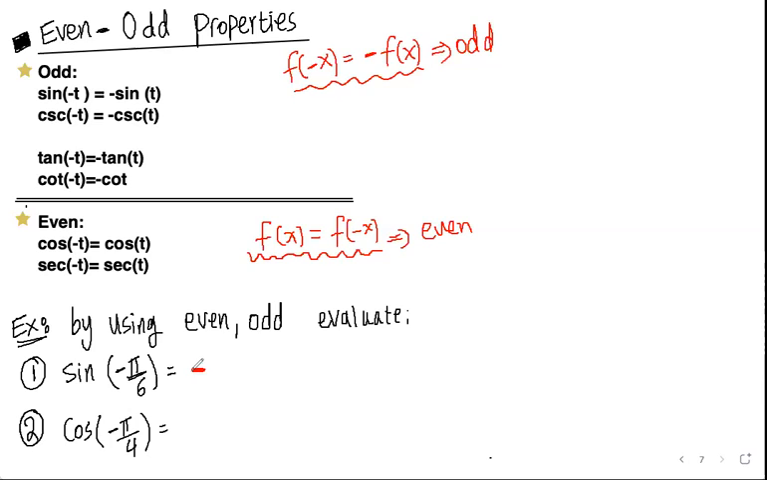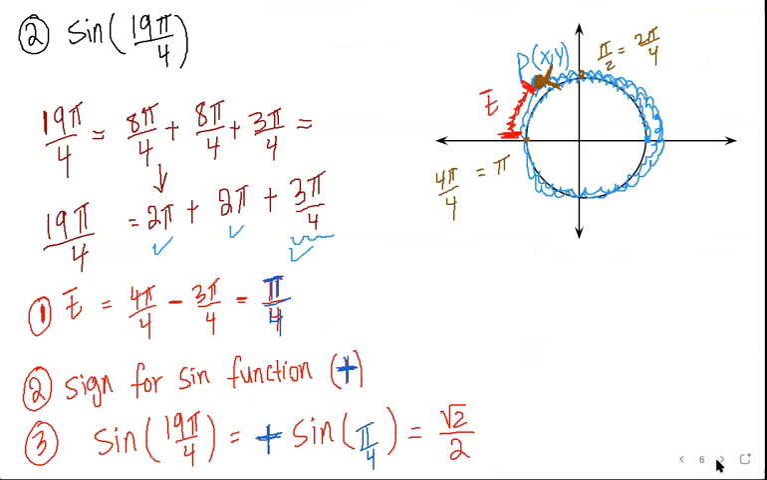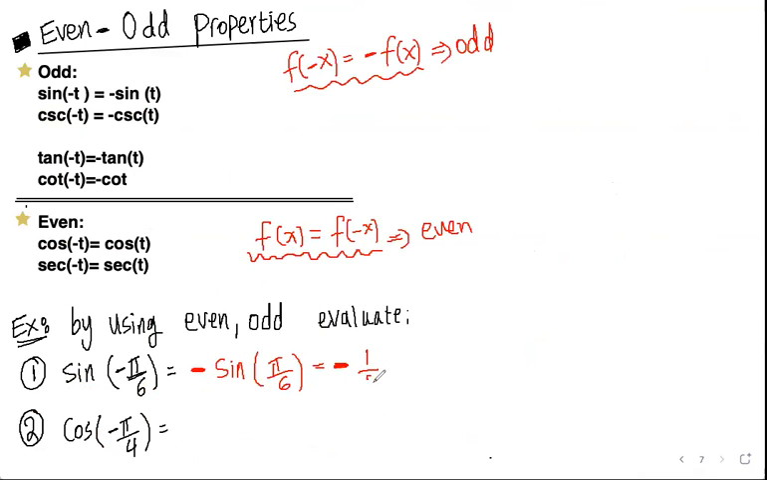So the first one I'm going to do. Sine of minus t equals minus sine of t, which is equal to minus sine of pi over 6. And equal to minus, what is sine pi over 6 from the table? Pi over 6, the sine is 1/2. Okay?